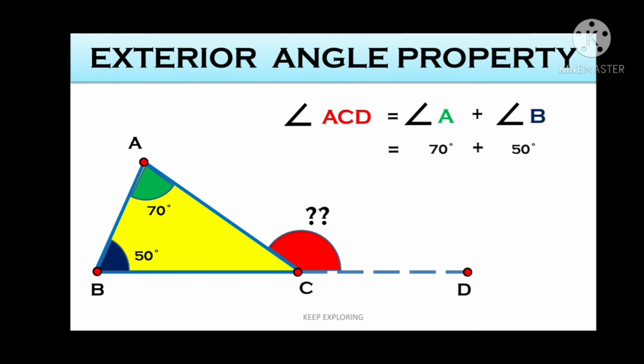So here we can see angle A is 70, angle B is 50. So 70 plus 50 we get 120 degrees. So angle ACD will be 120. So we can see here we just have to add the interior opposite angles. If you add the interior opposite angles, we will get the exterior angle.